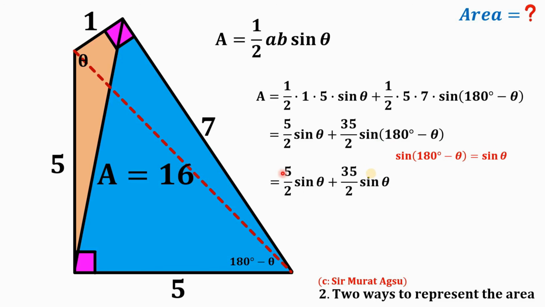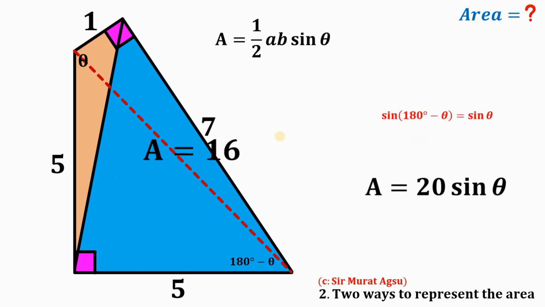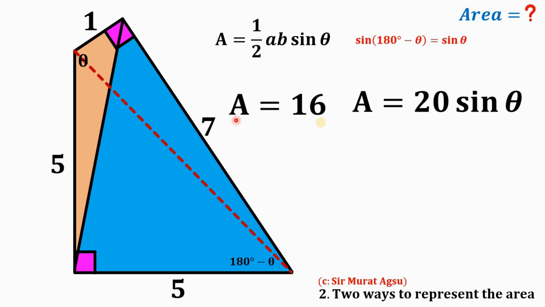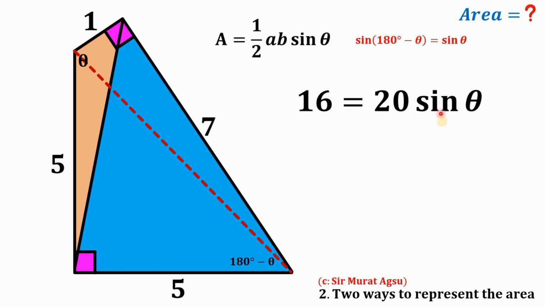Now, simplify this. 5 plus 35 is 40 divided by 2. This will give us 20 times sine theta, and this is also the area of this entire quadrilateral. Now, we can write the area of the entire quadrilateral in two different ways: the first one is 16 and the other one is 20 times sine theta. So let's equate these two expressions and solve for the value of sine theta. Divide both sides by 20 and simplify. This is 16 over 20, or 4 over 5.